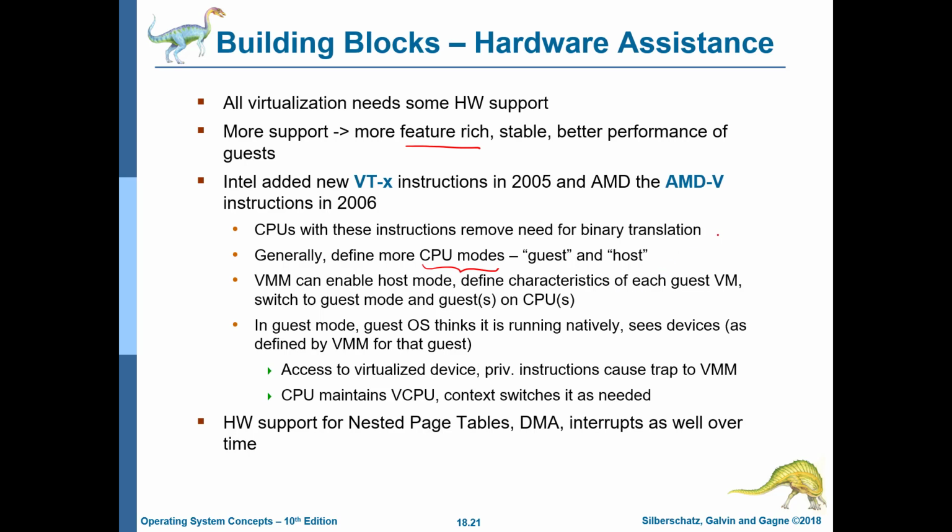Of course, we could have multiple ring levels, which are also known as privilege levels. The key point here is that we could define one kind of privilege for the guest application, one for the guest OS, and then the hypervisor and so on. This is something that modern processors have. The VMM, the hypervisor, can enable the host mode to define the characteristics of each guest VM and switch between the guest VMs for overall management.